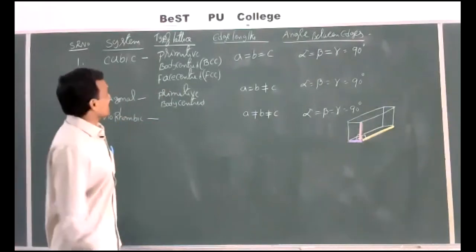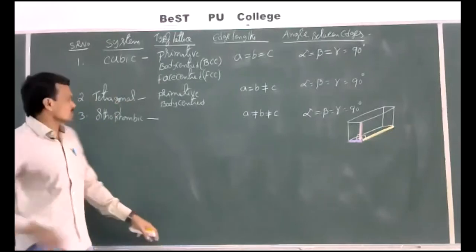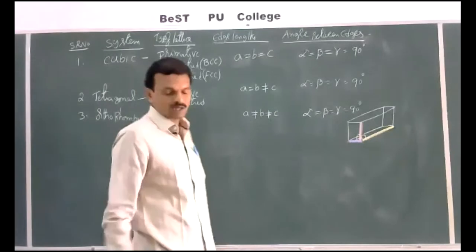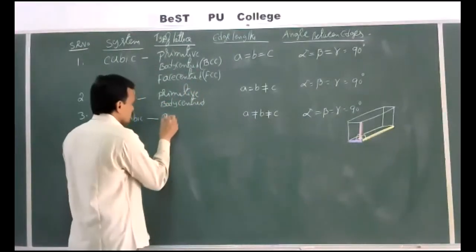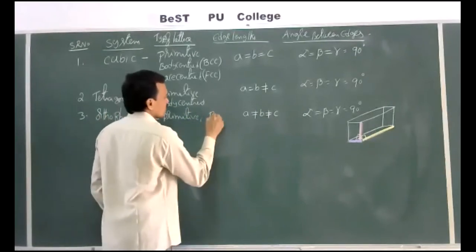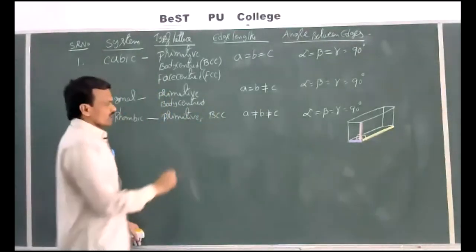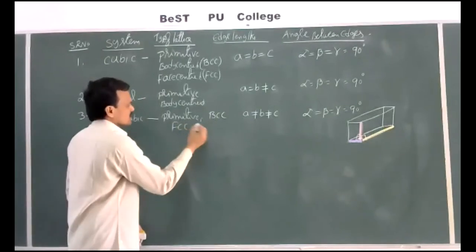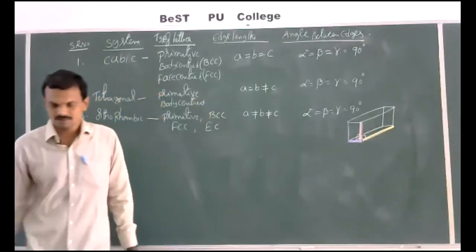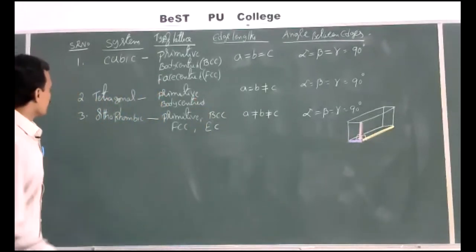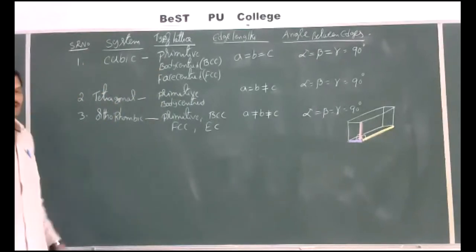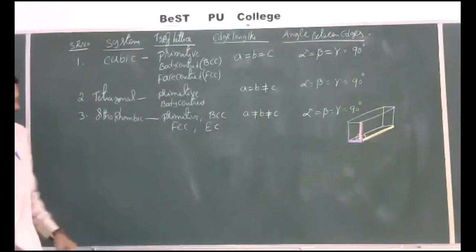Then what are the different types of lattices possible here? So this orthorhombic system consists of all four types of lattices, just what we discussed earlier. One is primitive, then body centered, face centered, and end centered lattices. So there are four types of lattices possible for this orthorhombic system. This is the third type of system.